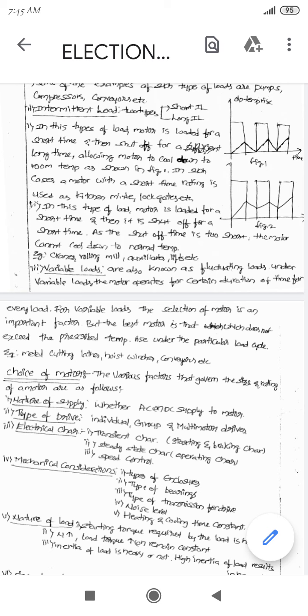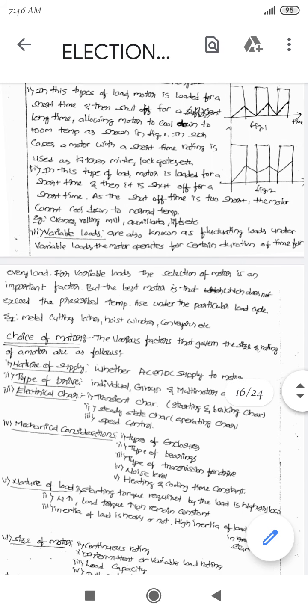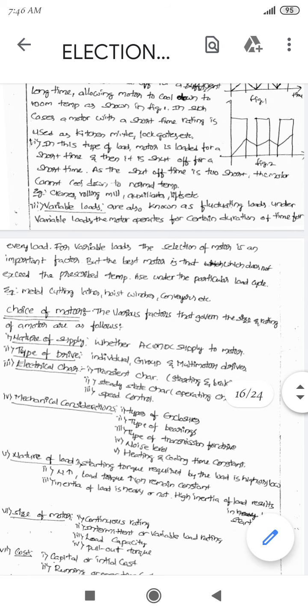Next, the last type of load is the variable load. Variable load is also called fluctuating load. Fluctuating means varying, so that is what we call variable or fluctuating loads. Under this, the motor operates for a certain duration of time for every load.